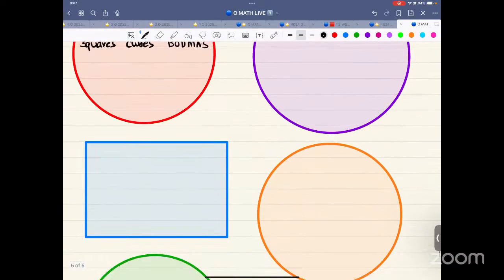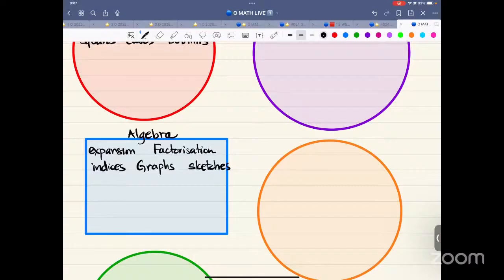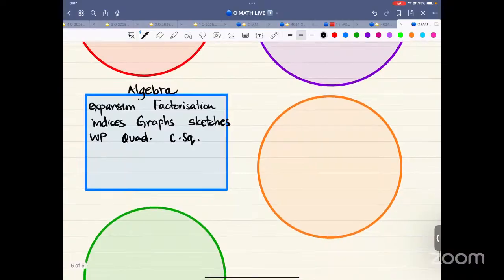The next thing that's very important is algebra. Algebra is the heart and soul of math. We talk about expansion, and factorization, which is very important. We can talk about indices. Graphs are also part of algebra. With graphs, there are sketches and word problems, quadratics, the completing the square method, and all these things that fall under the category of algebra.